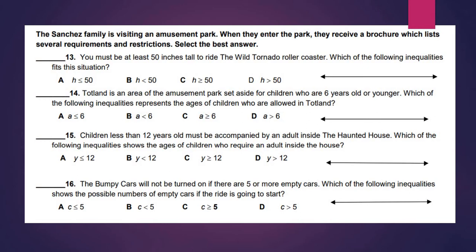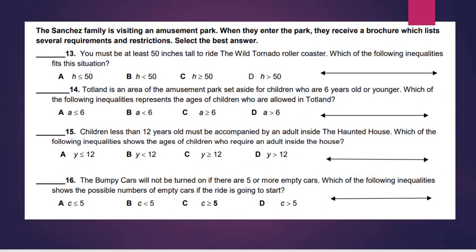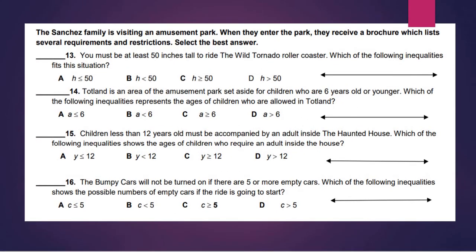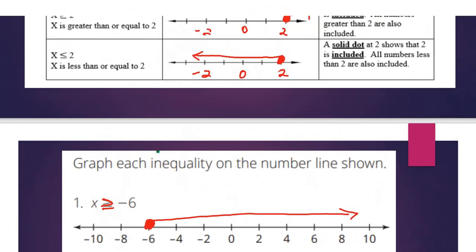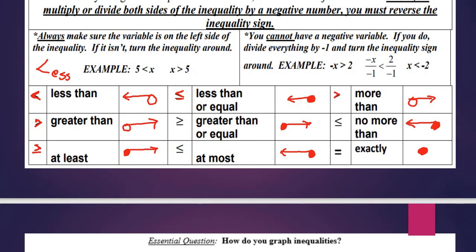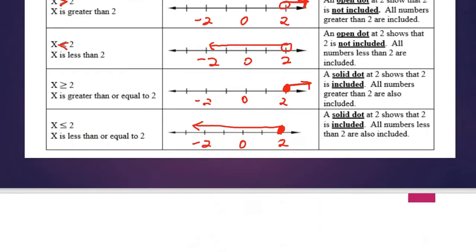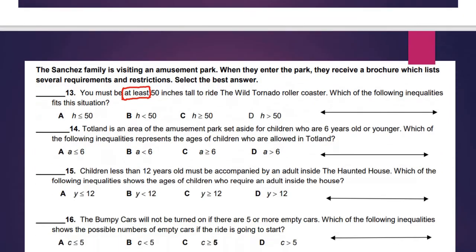Now, when we look at this next one, you see the Sanchez family is visiting an amusement park. When they enter the park, they receive a brochure which lists several requirements and restrictions, and you're to select the best answer. So look at number 13. As soon as I see number 13, you must be at least 50 inches tall to ride. You see the words at least right here. And if I go back to the first page, you see the words at least, and that is greater than or equal. So I know I'm going to have greater than or equal.